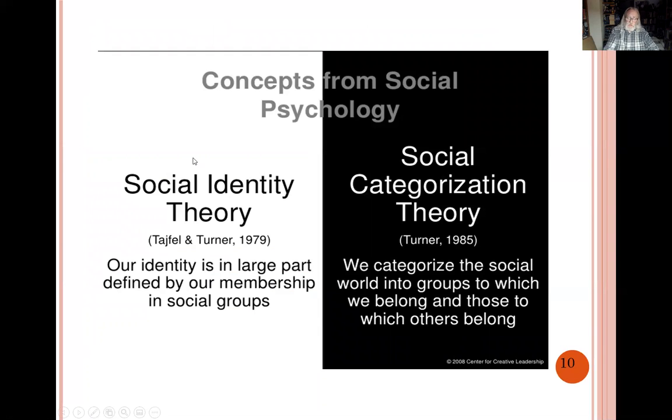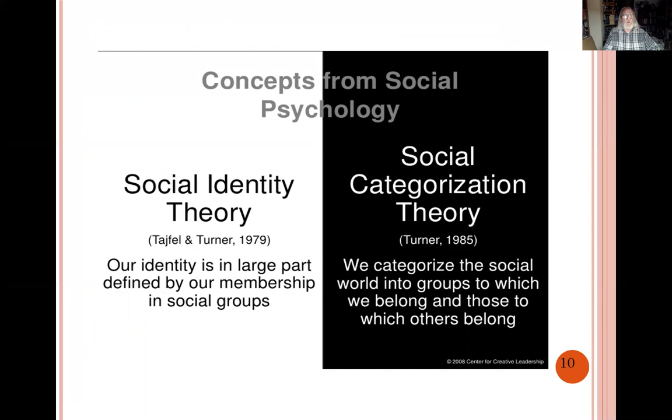Here are a couple theories to talk about, from social psychology, to really understand how these social dynamics play out in the workforce. We have social identity theory and social categorization theory.